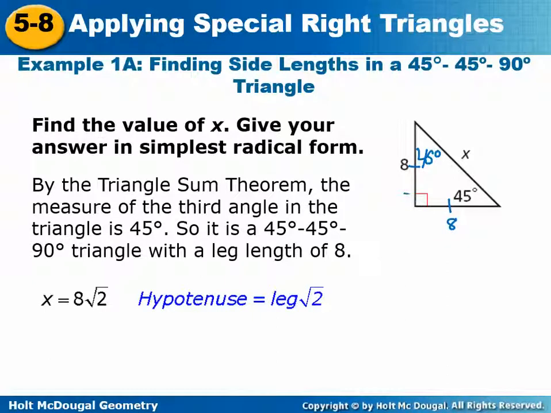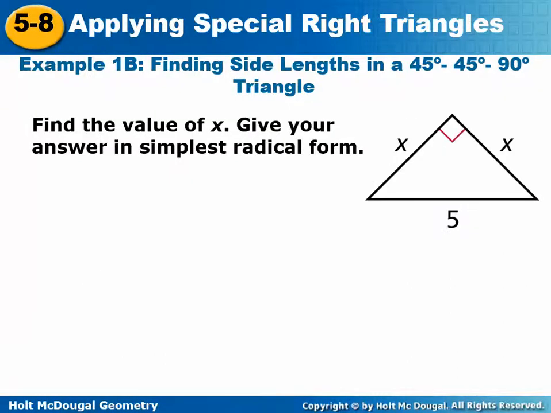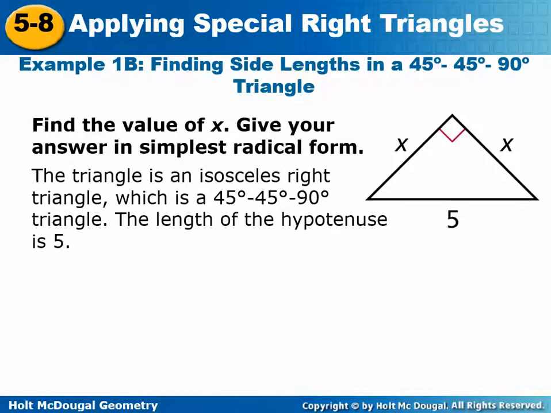So it's a shortcut when you know you have this special kind of triangle. Now in this one, we're giving the hypotenuse instead of the leg. But I know that the leg times the square root of 2 would equal 5. So to solve this, x times the square root of 2 equals 5, I need to divide both sides by the square root of 2 to find my answer.